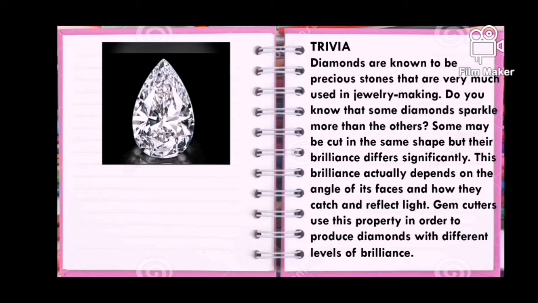So let us have a trivia about diamonds. Diamonds are known to be precious stones that are very much used in jewelry making. Do you know that some diamonds sparkle more than the others? Some may be cut in the same shape, but their brilliance differs significantly. This brilliance actually depends on the angle of its faces and how they catch and reflect light. Gem cutters use this property in order to produce diamonds with different levels of brilliance.